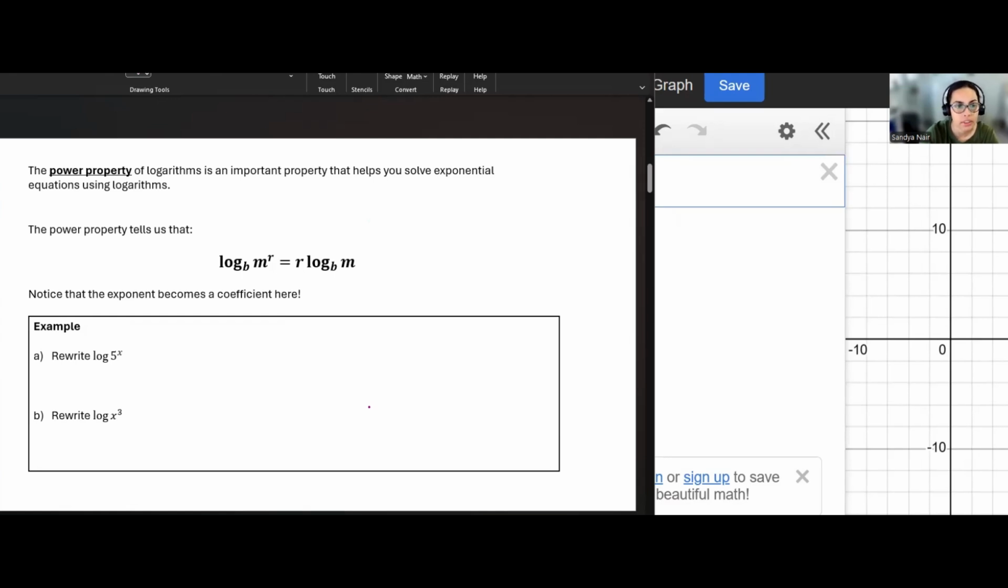It tells us basically that if we're taking the log of something that's being raised to an exponent, we can bring that exponent down in front and turn it into a coefficient. So if you have the log base b of m to the r, that r is going to come down in front and turn into a coefficient. We can use this to rewrite logs. If we have the log of 5 to the x, that x is going to come down in front, and this turns into x log 5. If we have the log of x cubed, that 3 is going to come down in front, and this turns into 3 log x.